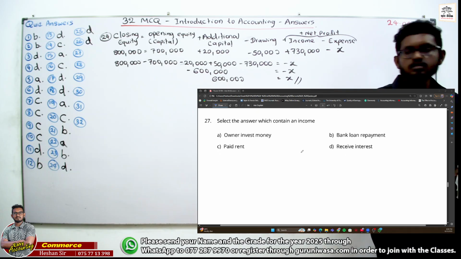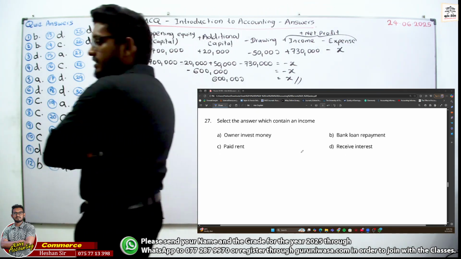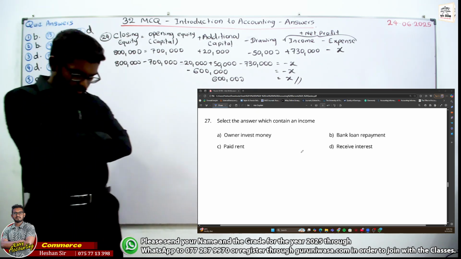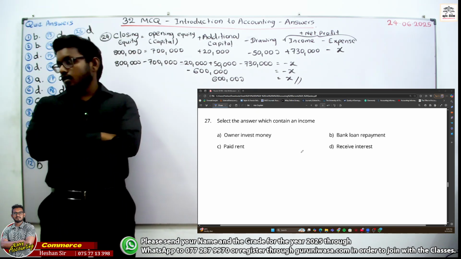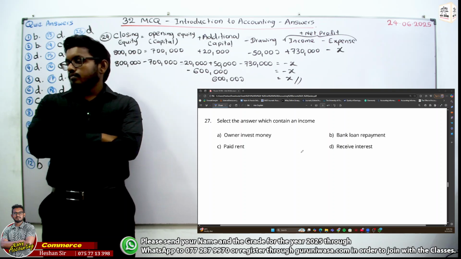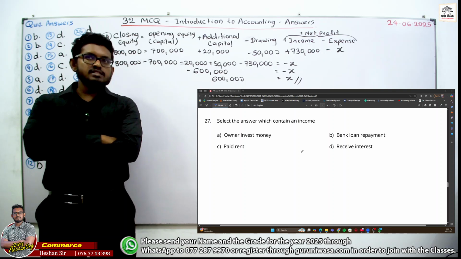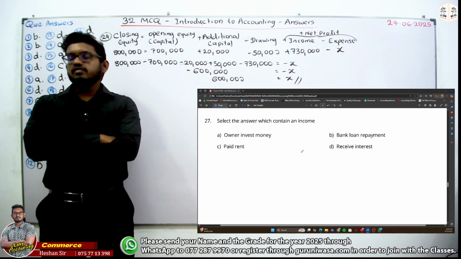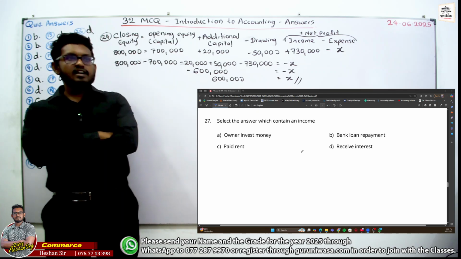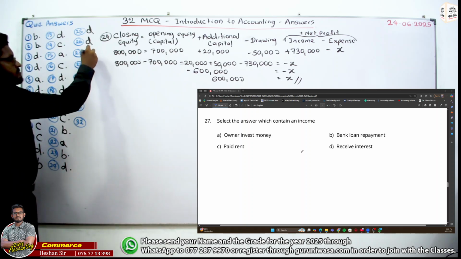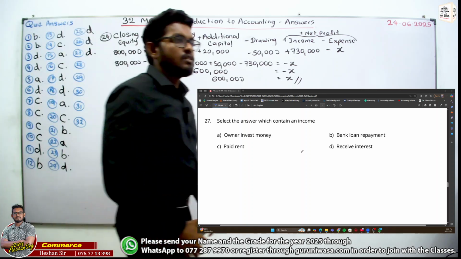27. Select the answer which contains an income. Owner invests money, it is not an income. Bank loan repayment, it is not an income. Paid rent, daily business operation, it is a payment, an expense. Receiving interest, daily business operation, something earned, income. D. Right?